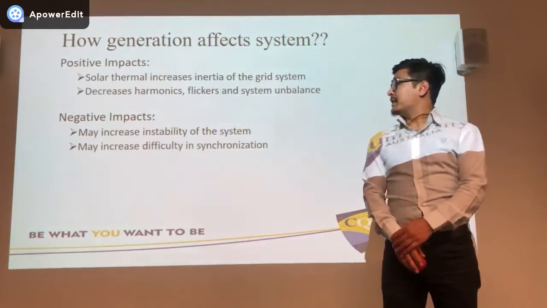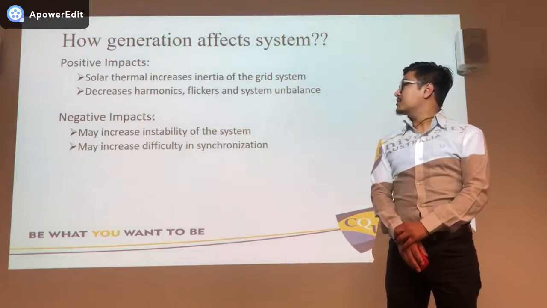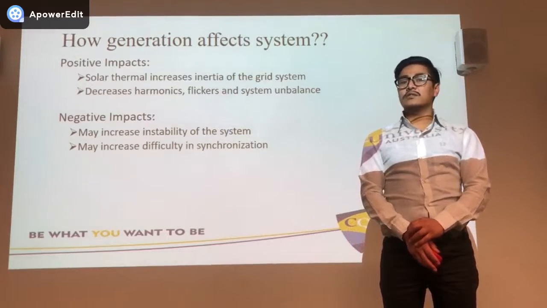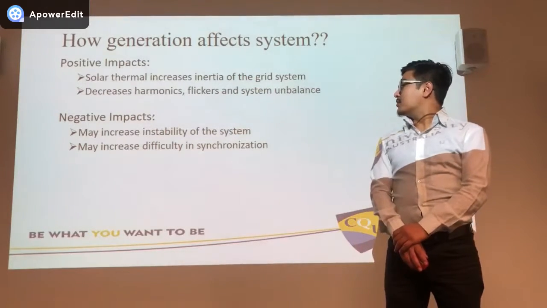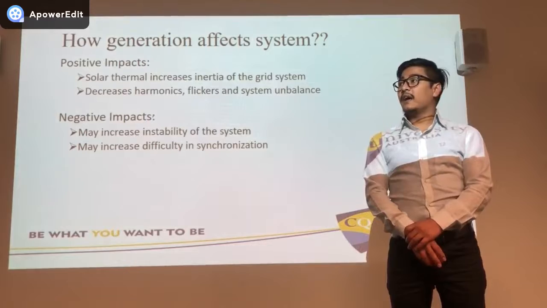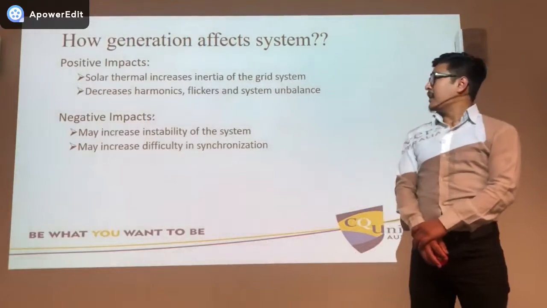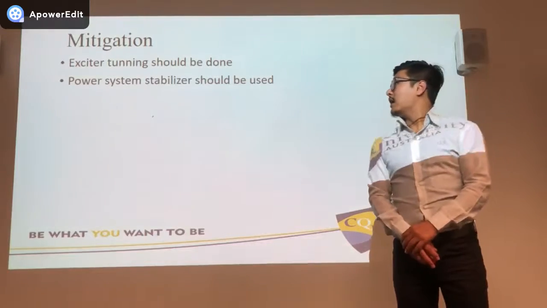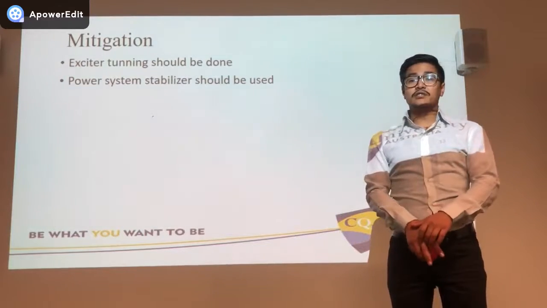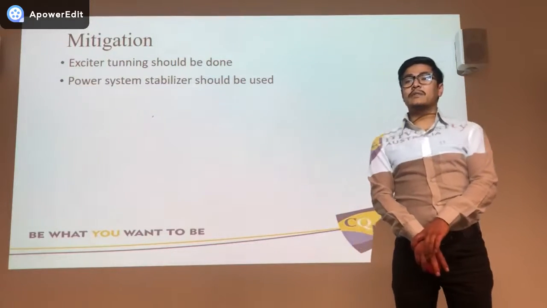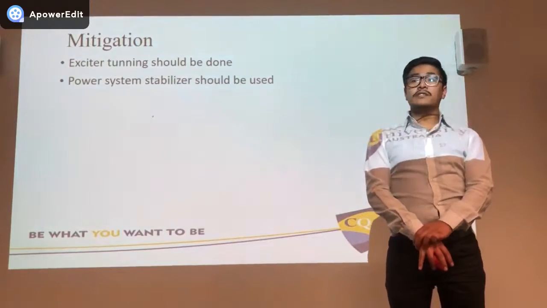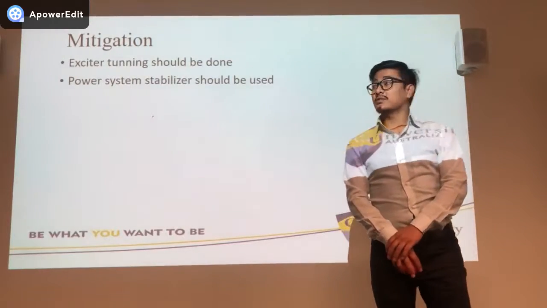About the negative impacts, the addition of the new generation may increase the instability of the system, as there may be load unbalance, which will cause instability. And also it may be quite difficult to synchronize the system at the starting of its phase. To mitigate those negative impacts, the exciter should be tuned finely, so that there will be less flicker, harmonics, and system unbalance. And also for the same goal, the power system stabilizer can be used.